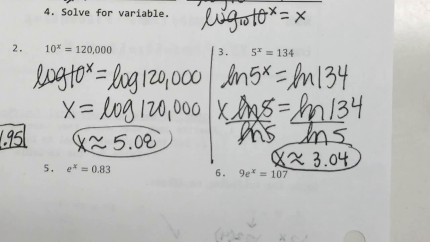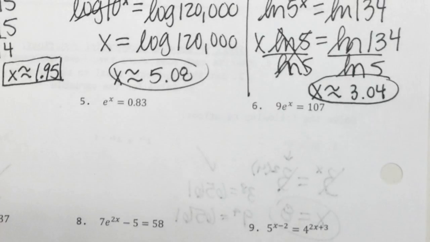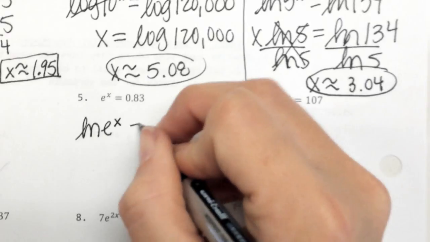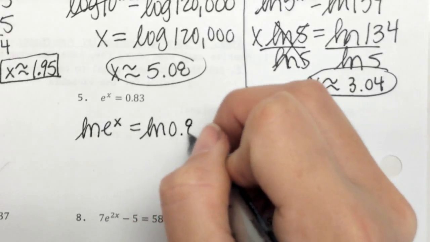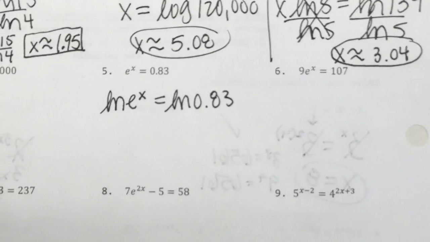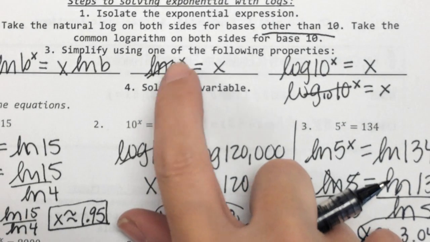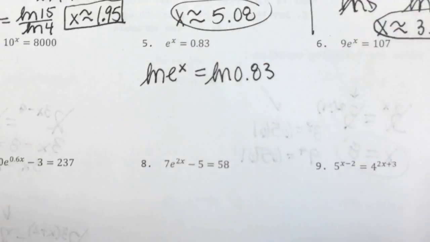Alright, number 5 is different because the base is what? E. Okay? But it's not a base 10, so we're still going to multiply both sides by what? Yes. So ln e to the x equals ln 0.83. And now using this property, the ln and the e will cancel out and you'll just have that exponent left, which is what?